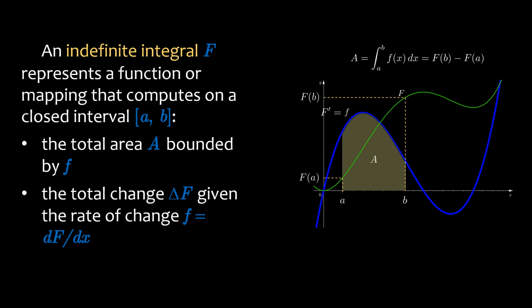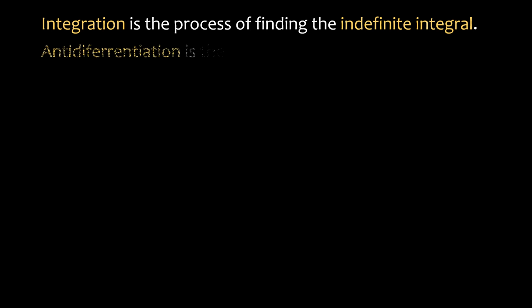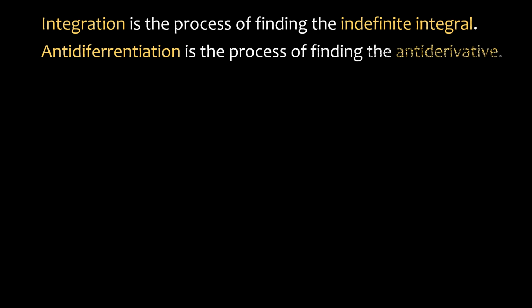Meanwhile, the total change delta f the blue curve has undergone on the interval is the difference between the values of the integral at the end points of the interval. Integration is the process of finding the indefinite integral. Similarly, anti-differentiation is the process of finding the antiderivative. Integration and differentiation are inverse operations.